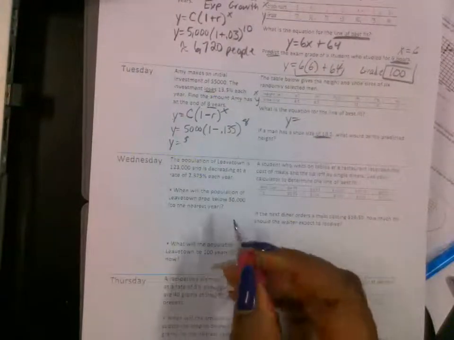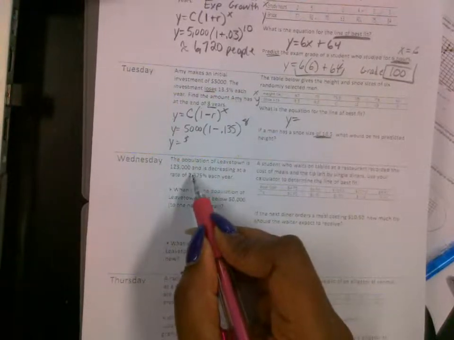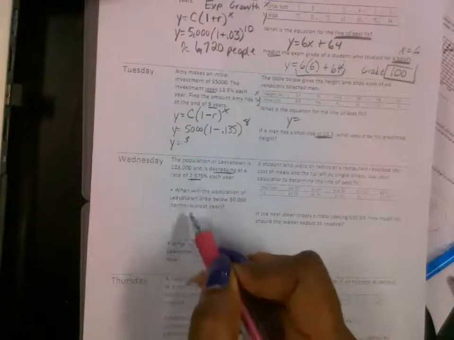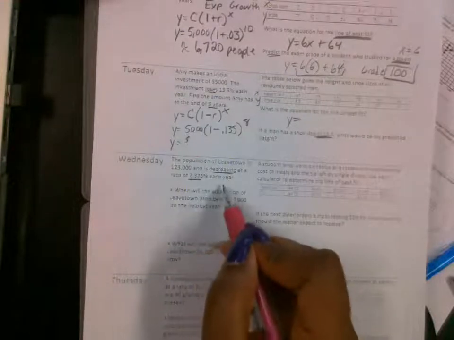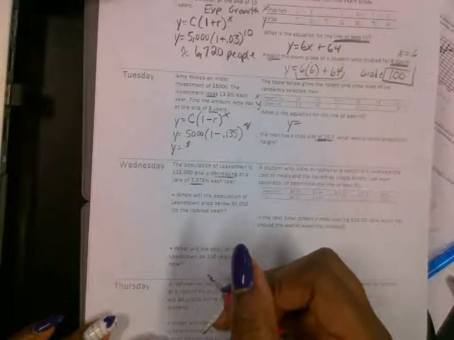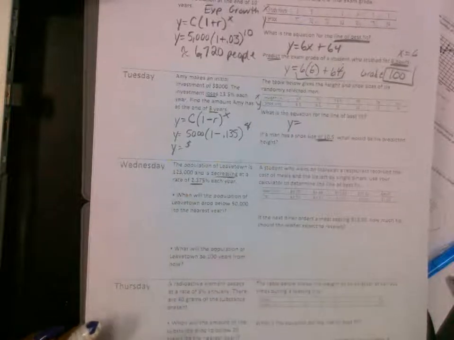All right, the first problem: the population of Leavetown is 123,000 and is decreasing at a rate of 2.375% each year. What kind of function is this? Linear, exponential, quadratic? Exponential. How do you know that this is exponential? Because there's a percent. Because it's growing or decreasing by a percentage.